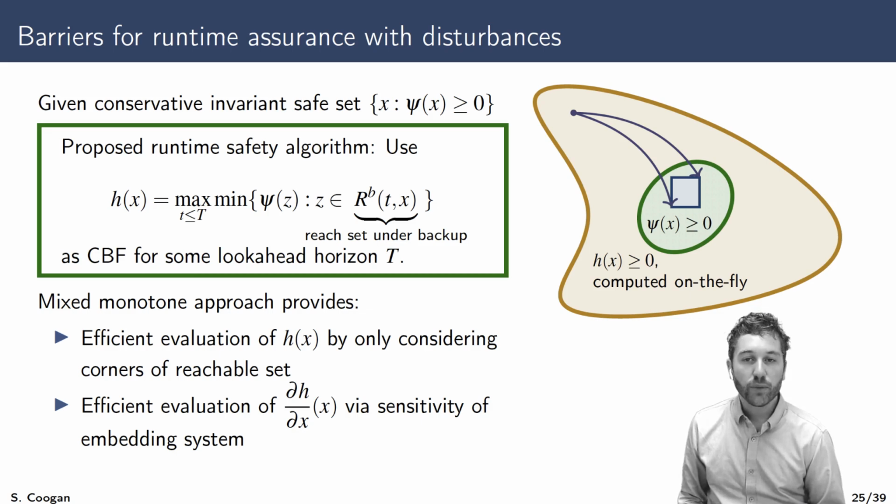The mixed monotone approach makes it so that h of x can be efficiently evaluated by considering only the corners of the reachable set under some mild technical assumptions on the function psi, and this also enables an efficient method for computing the gradient of h via sensitivity analysis of the embedding system. This gradient is required when using the control barrier function to formulate an optimization problem solved online to compute safe control inputs.